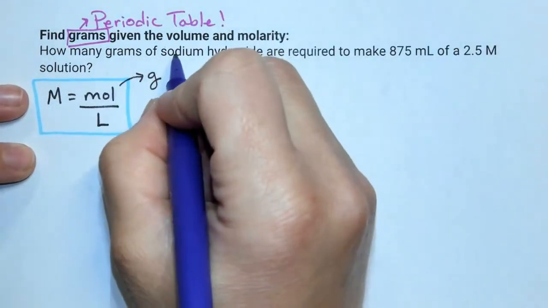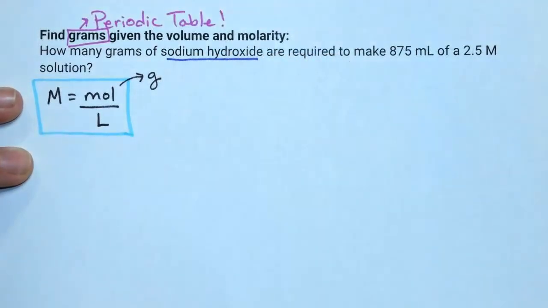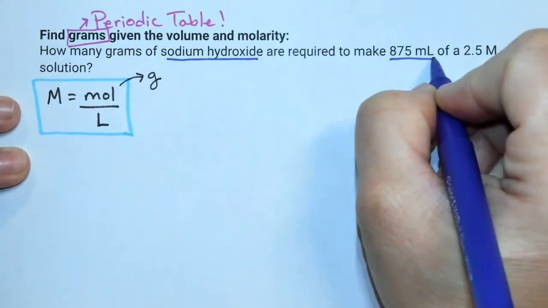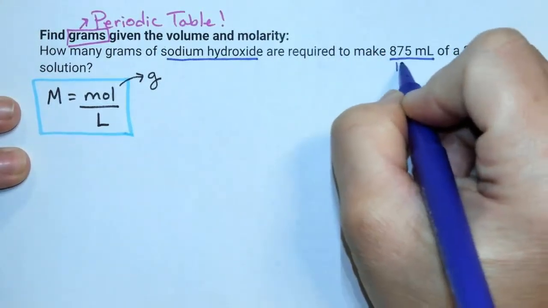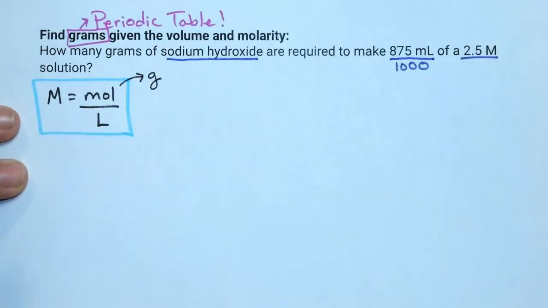And then it's of sodium hydroxide. We're going to have to translate sodium hydroxide. We'll do that in a moment. And then we want to make 875 milliliters. Remember, when you have milliliters, divide by 1,000 to make it liters. And then we're given 2.5 molar.